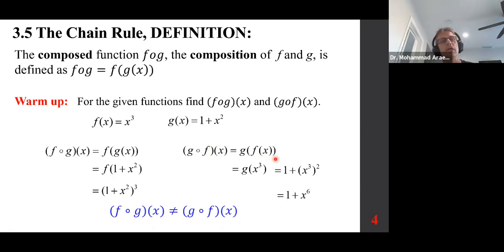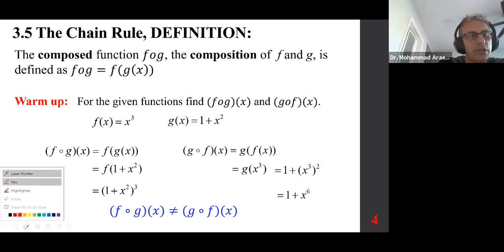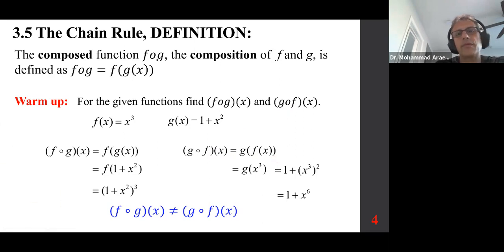We also mentioned two functions. They have composite functions that are identical under the following condition. Anybody remembers the condition? When would be the case that they have the same two functions? Their composite functions are the same in any order if they are inverse of each other. So f of f inverse equals f inverse of f, and in both cases, in any order, we end up with x. Other than that, that's not the case.